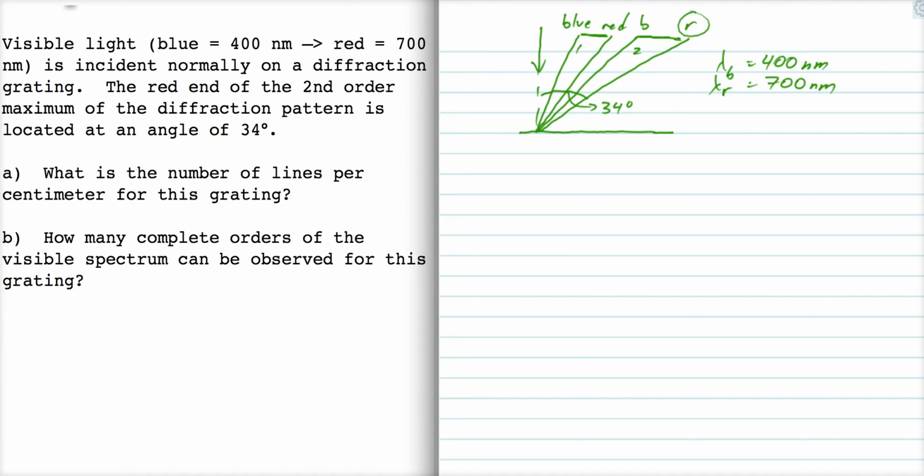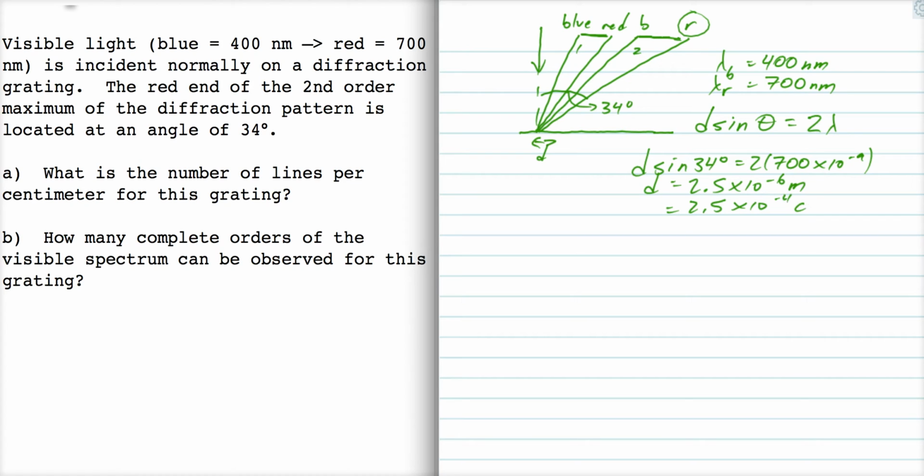Alright, now our formula for the diffraction grating is d sine theta, where d is the separation between the lines, d sine theta is equal to, in this case, 2 lambda, because we're in the second order. Okay? So we have d sine 34 is equal to 2 lambda, and we're interested in the red light. If I solve for d, I get 2.5 times 10 to the minus 6 meters, which is 2.5 times 10 to the minus 4 centimeters.